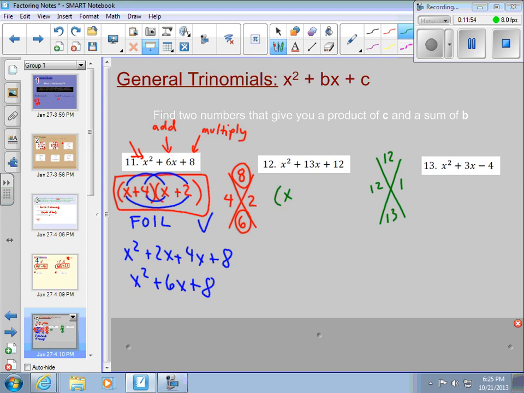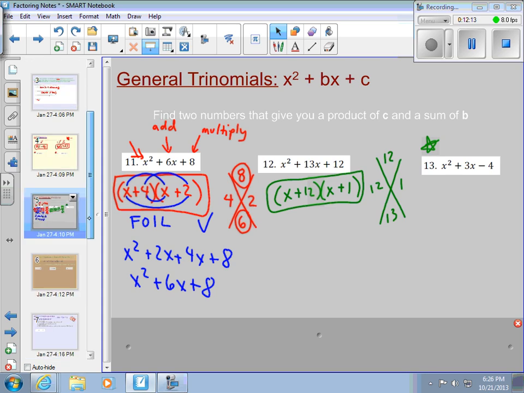So this one would factor to x and x to get our x squared again, and then the numbers in the parentheses would be plus 12 and plus 1. There's the factored form. For tomorrow, why don't you try number 13 out and see what you get on that one.